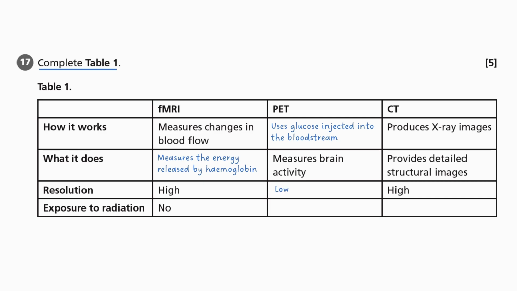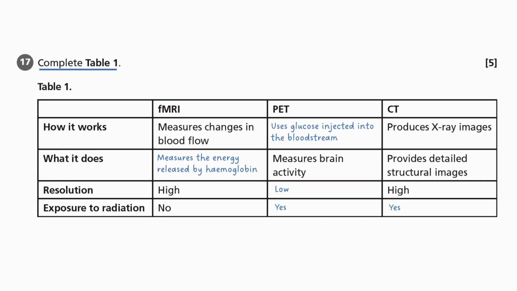And in the last one, you've got exposure to radiation. So in an fMRI scan, there's no exposure to radiation. In a PET scan, there is exposure to radiation. And then in a CT scan, there is also exposure to radiation.